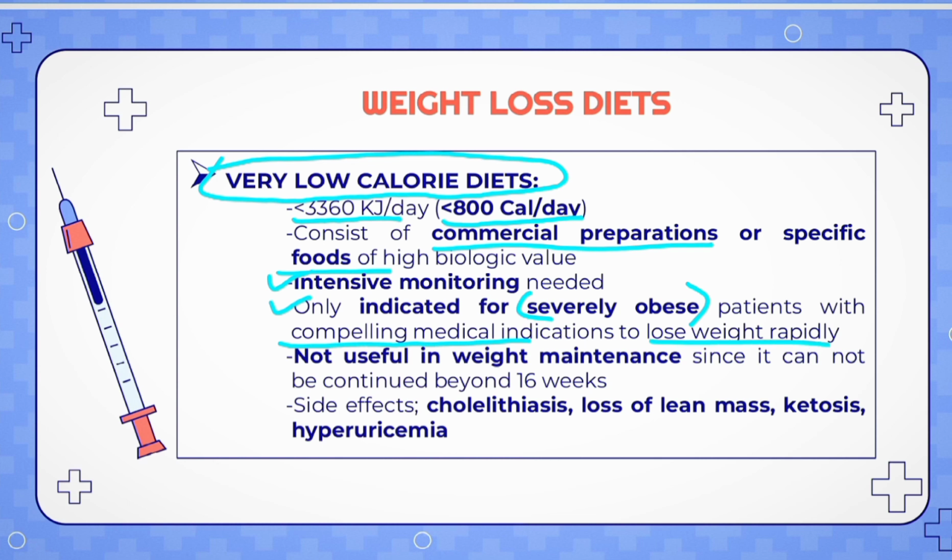These kinds of diets are not useful in maintenance of weight because we can't continue such diets beyond 16 weeks, because of the consumption of very low calories, that is less than 800 per day. This type of diet has some side effects, which include cholelithiasis, loss of lean mass, ketosis and hyperuricemia.